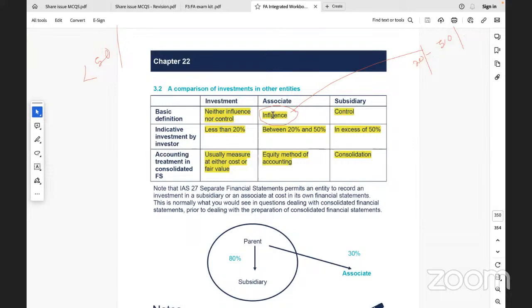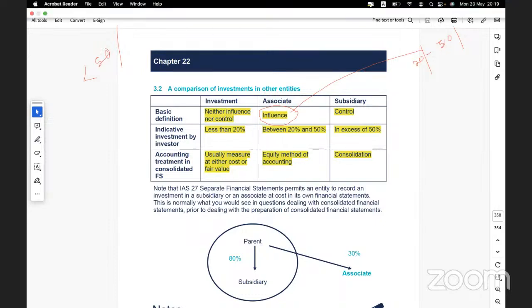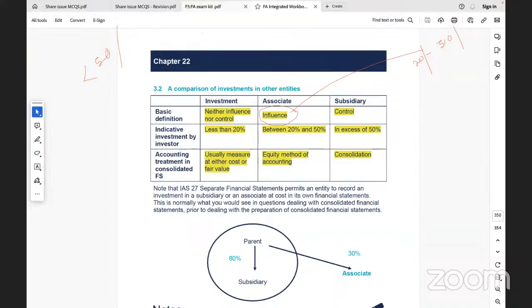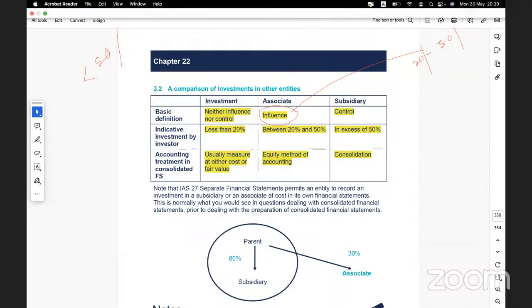So that is what we call influence. We can just tell what we want, but we can't make the final judgment. Then, guys, we have something called investment. Something less than 20% if you own, we call it an investment. So investment, you can't do anything. You just put your money and stay.